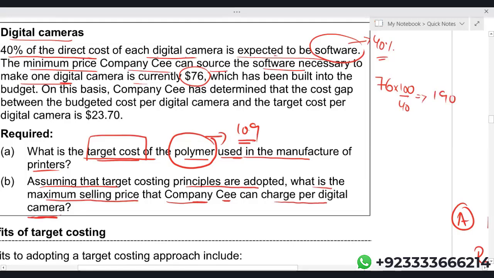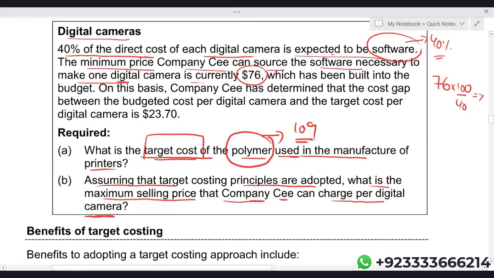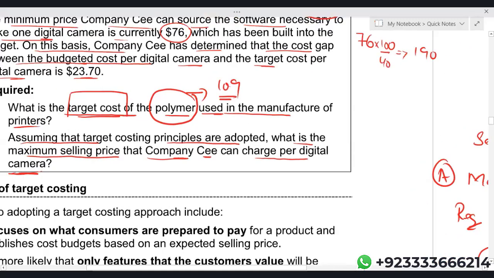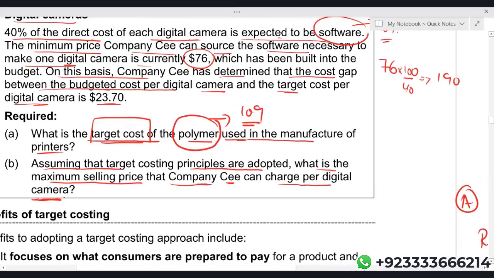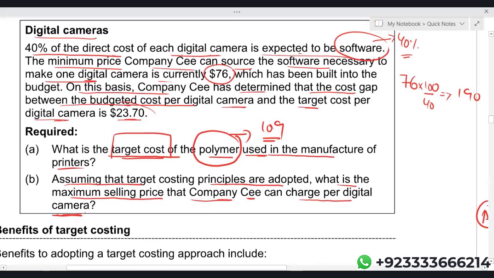So basically, direct cost of each digital camera is 190. On this basis, company C has determined that the cost gap between the budgeted cost per digital camera and target cost per digital camera is 23.70. Now let me tell you, they have given us the cost gap, which is 23.7.